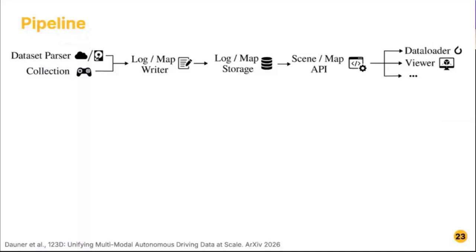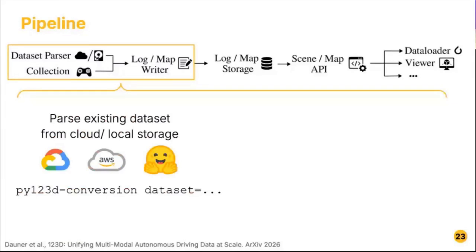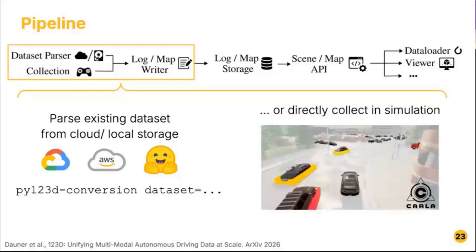So if you want to use this, we start with a data parser for an existing data set or collector. This is a very simple script. Some of these require authorization tokens, but some you can just grab from AWS or Google Cloud or Hugging Face or wherever with a single command.